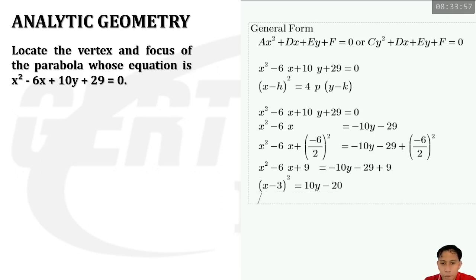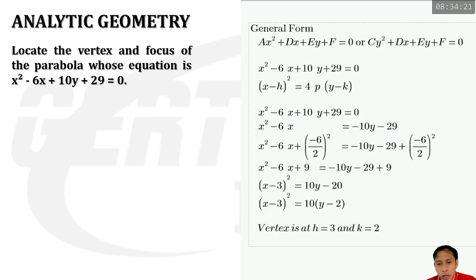And if we factor the right side, we factor out the coefficient of y, and this will become times y minus 2. So, the vertex is at h equal to 3 and k equal to 2. Or the coordinates of the vertex are 3, 2. Okay? Coordinates of the vertex is at 3, 2. Easy, right?